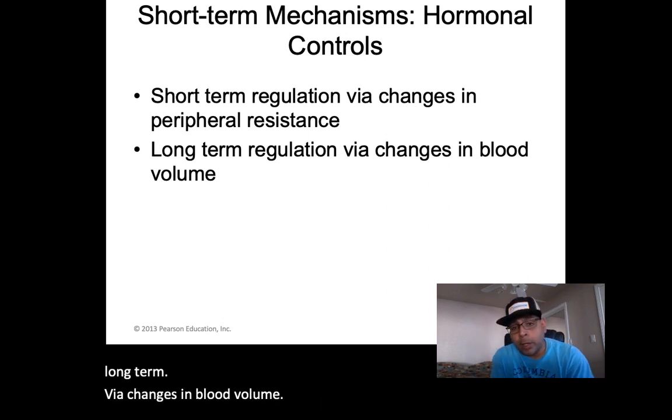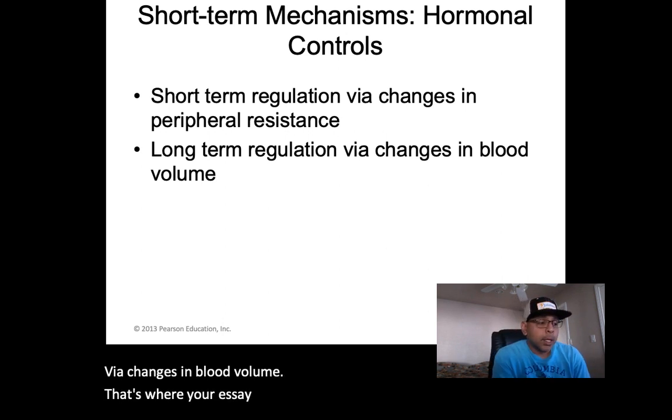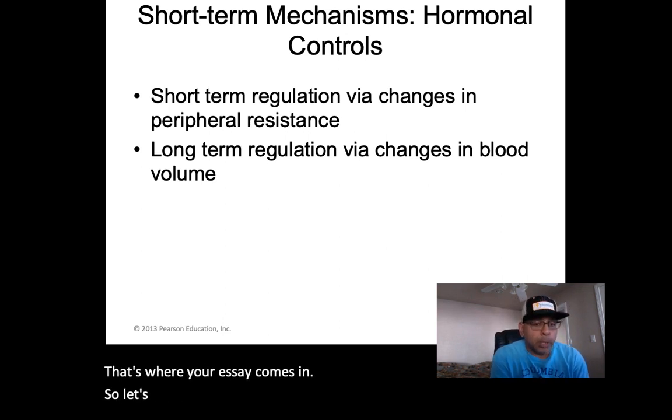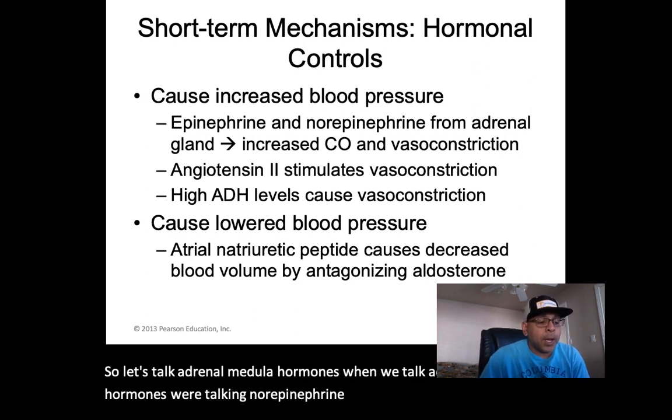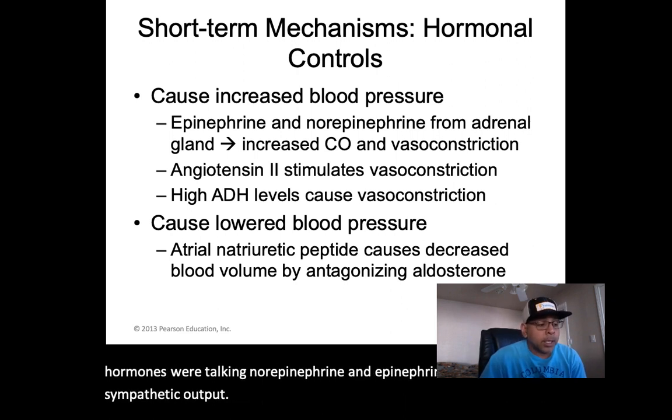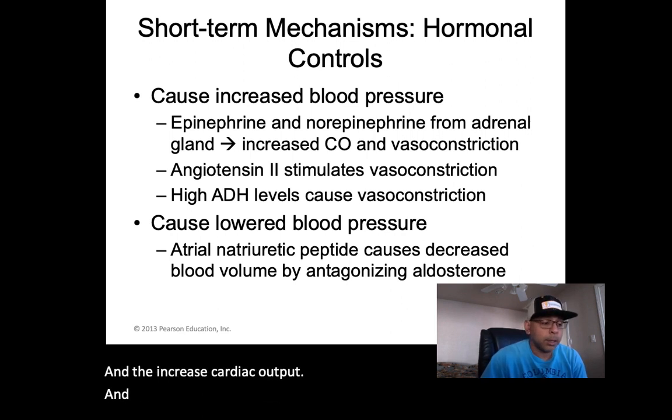That's where your essay comes in. So let's talk adrenal medulla hormones. When we talk adrenal medulla hormones, we're talking norepinephrine and epinephrine. Norepinephrine and epinephrine increase sympathetic output, and they increase cardiac output and vasoconstriction.